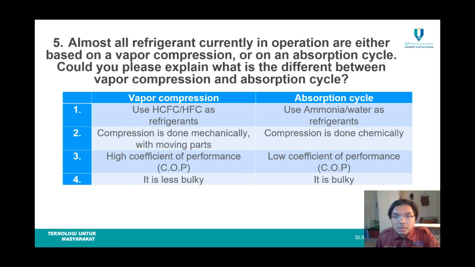For vapor compression, HCFC or HFC is used as refrigerant, while the absorption cycle uses ammonia or water as refrigerant. Compression is done mechanically with moving parts for vapor compression, and compression is done chemically for the absorption cycle. There is a high coefficient of performance for vapor compression, while a low coefficient of performance for the absorption cycle. And the last, it is less bulky for vapor compression and it is bulky for the absorption cycle.